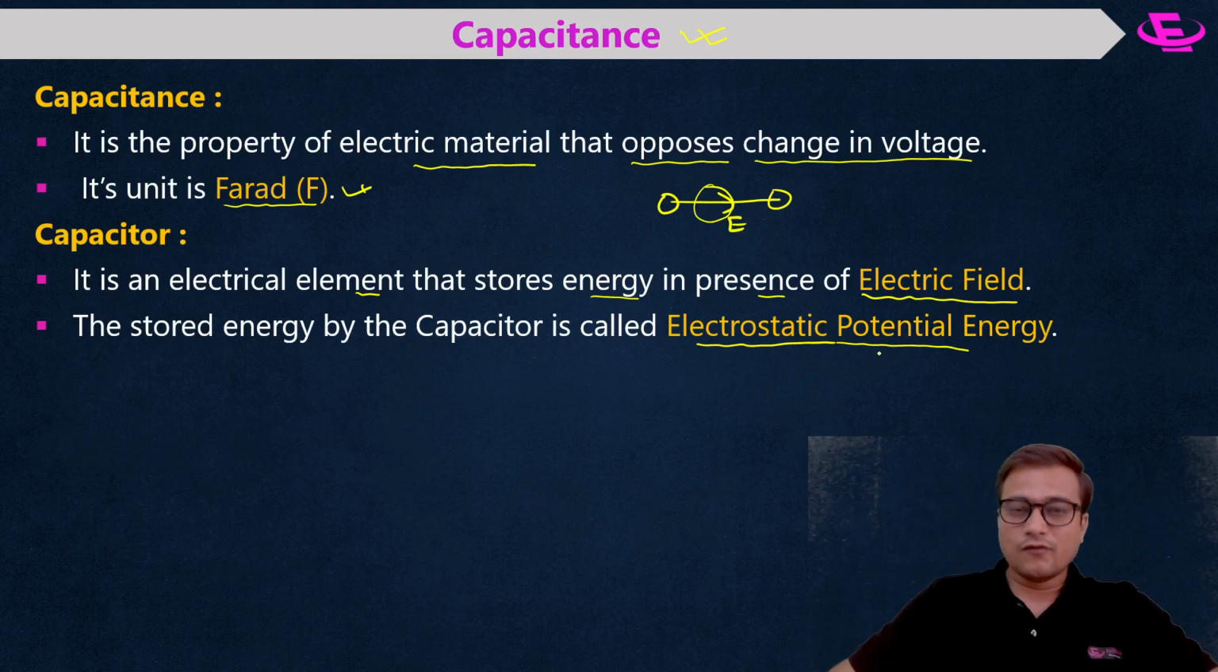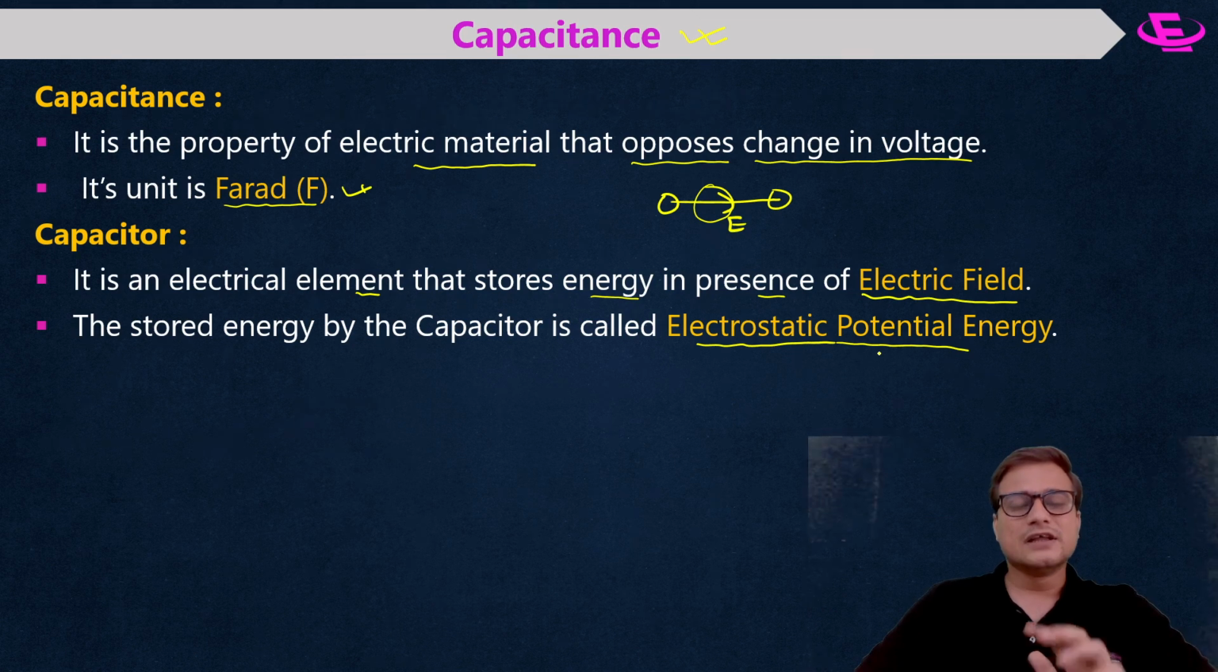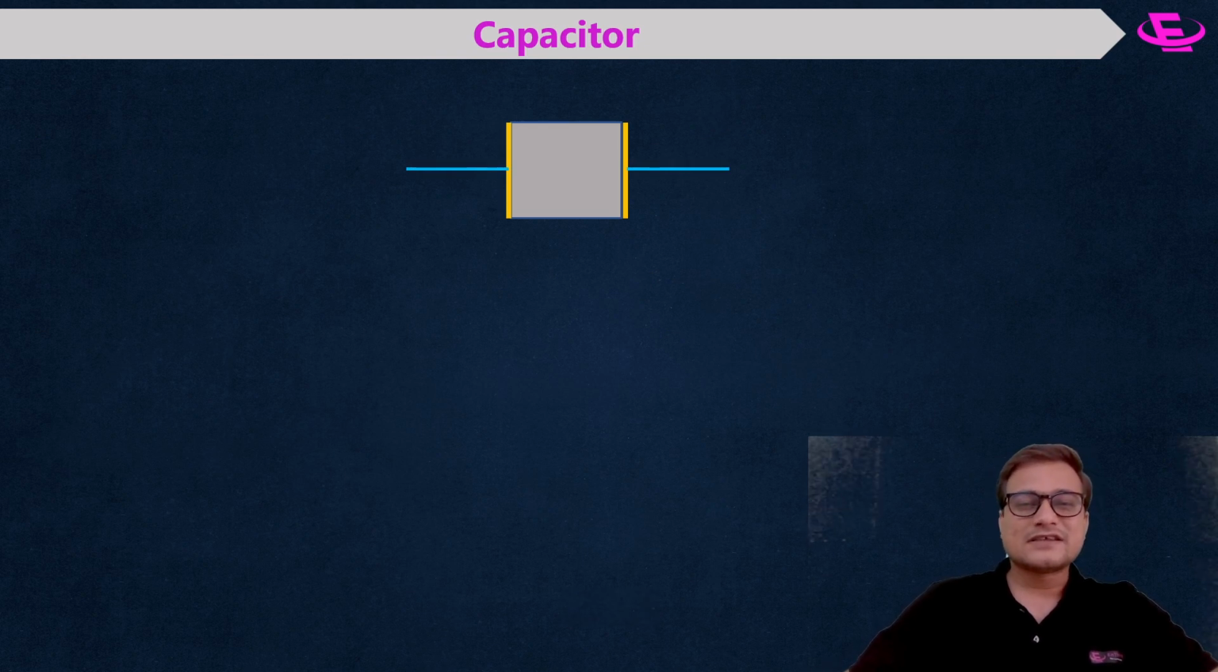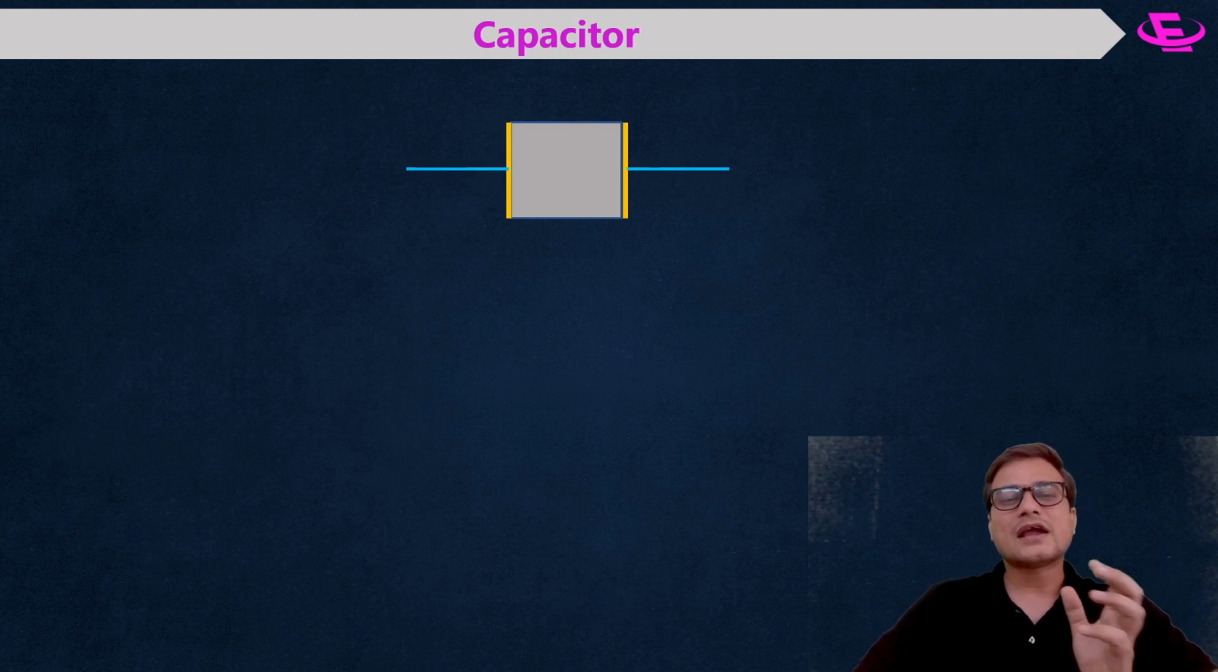Now we'll see why capacitance opposes change in voltage, and then we'll derive the formula of capacitance. And today we'll discuss one of the very beautiful terms, that is displacement current. So what is displacement current? What kind of current flows through a capacitor? So let's see what a capacitor is, that means how to make a capacitor.